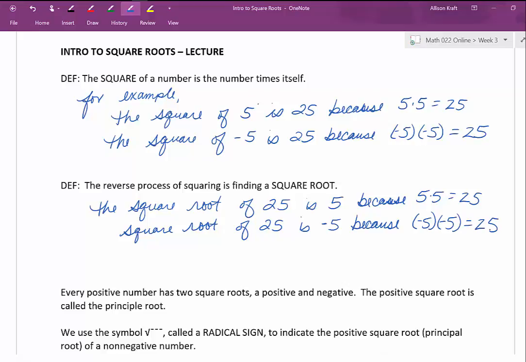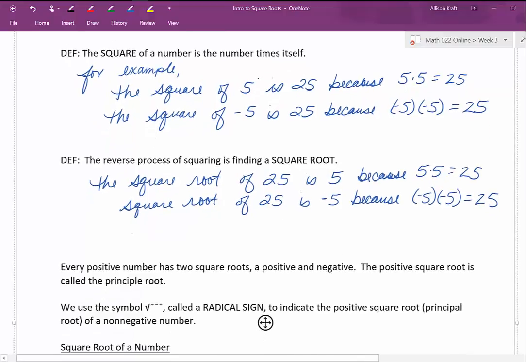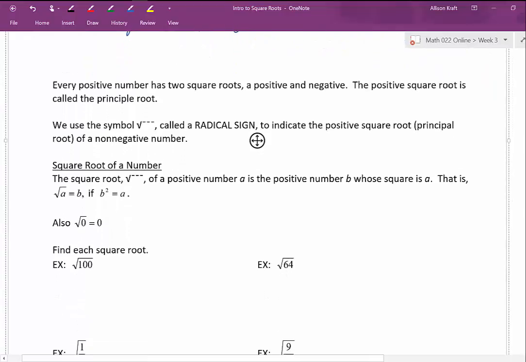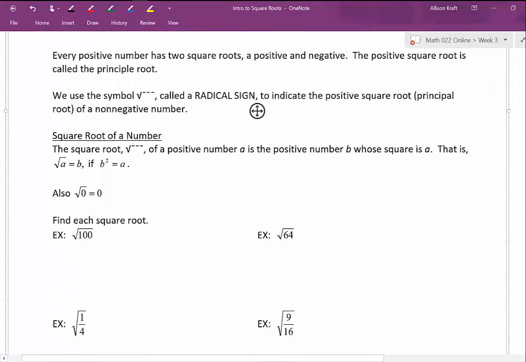The positive square root is called the principal root. In this course, we will only be using the principal root. In later math courses, that negative will come back. I just wanted to show you it from the beginning so that you're not surprised about where that negative came from later in algebra course.